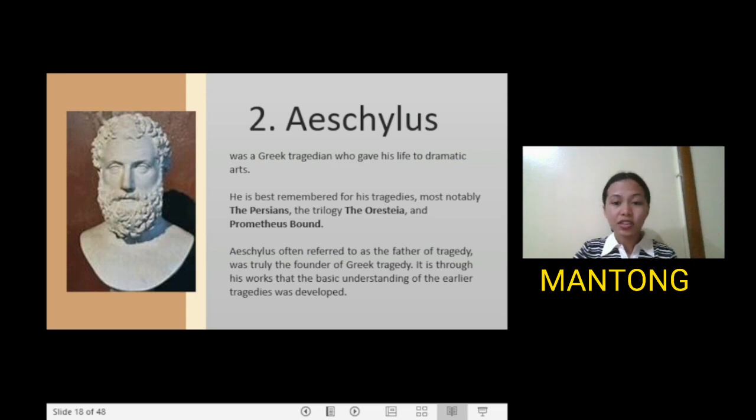Next we have Aeschylus. Aeschylus is credited with pioneering the trend of using multiple characters in theater, allowing them to interact among themselves instead of the chorus. He is best remembered for his tragedies, most notably the Persians, the trilogy the Oresteia, and Prometheus Bound. His works were awarded at the City Dionysia.